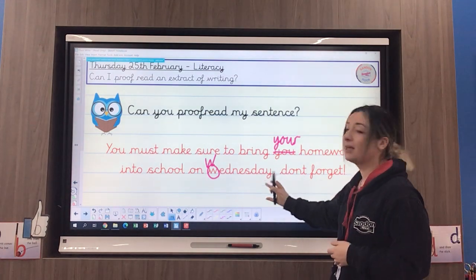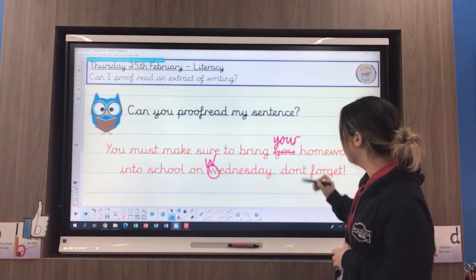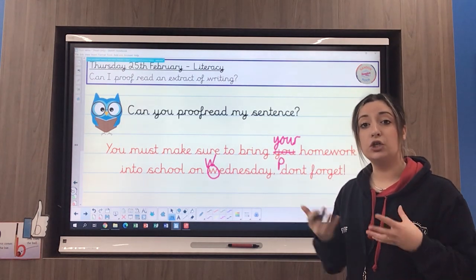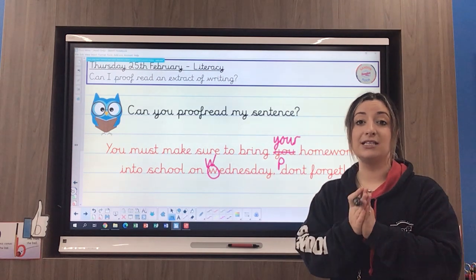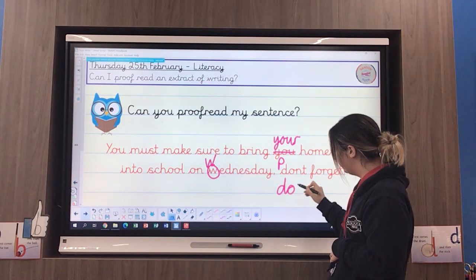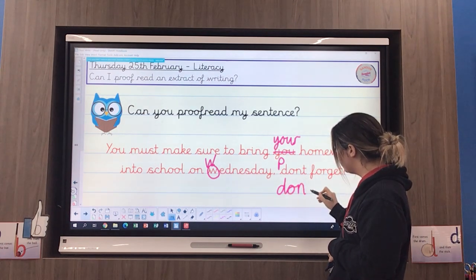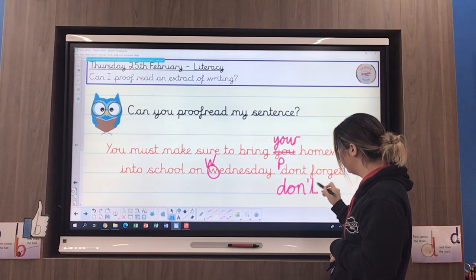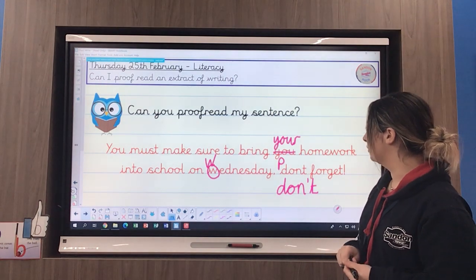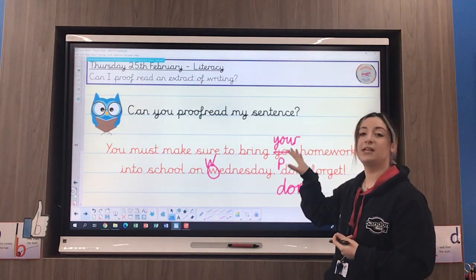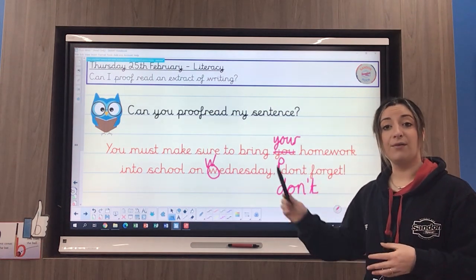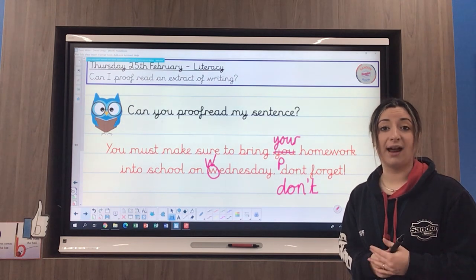So I'm going to write it in big letters underneath so you can see clearly at home, but I'm going to put a P for punctuation because don't is a contraction. Do not. The contracted word is don't. So I've got D, O, N, apostrophe T. Okay, so that's my correct spelling. So don't needed my punctuation. So we've got some punctuation, some sense, some grammar that didn't make sense, but we have proofread and then we've made our mistakes and we've corrected them.